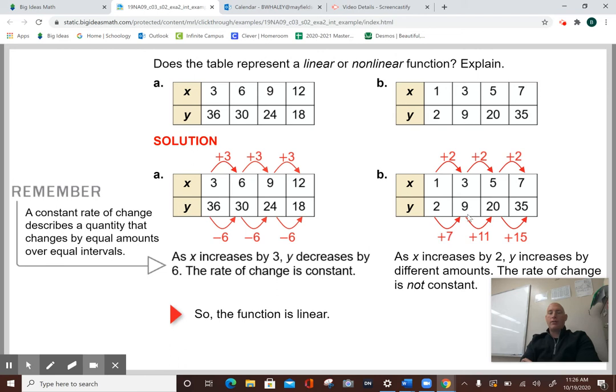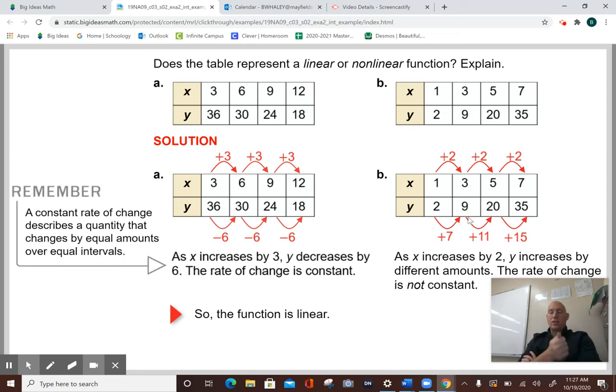We go up 7 to the right 2. Then we go up 11 to the right 2, up 15 to the right 2. So here we see our rate of change is not constant. Y increased by 7 when x increased by 2, but then it increased by 11 as x increased by 2. That right there is enough to tell you we do not have a constant rate of change, so we are not looking at a linear function.